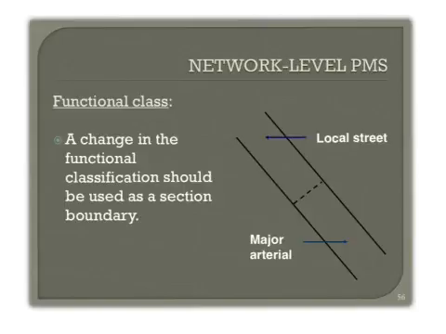Another way of classifying and distinguishing different types of sections within the same network is the functional classification. For example, any change in the functional classification should be used as a section boundary. Let's take a look at this. We have this street. It used to be a major arterial, and all of a sudden, once we reach a certain part of the city, it became a local street. So that change in the functional classification from arterial to local street establishes the borderline, and this section is going to be treated differently than this one from the perspective of maintaining the section.